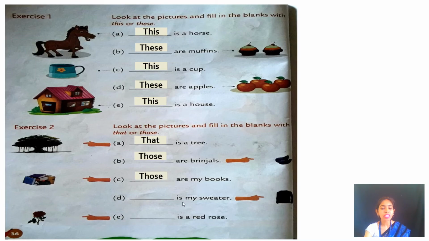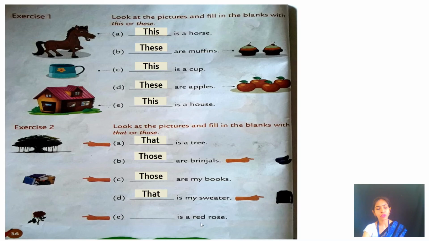Now number D. Dash is my sweater. How many sweaters? One sweater. And how can we recognize one? Is is used. Is is always used with one and are is used with many. Is is used with one and are is used with more than one. So this is my sweater. Oh, sorry, that is my sweater, right?